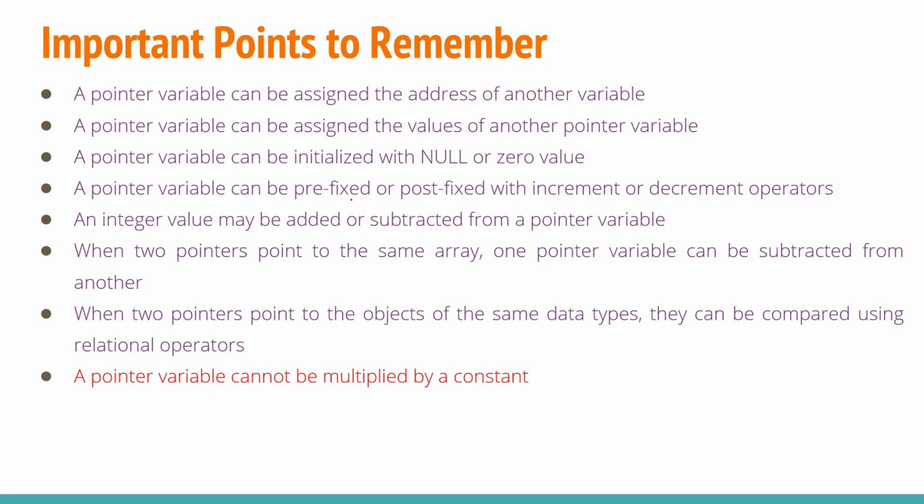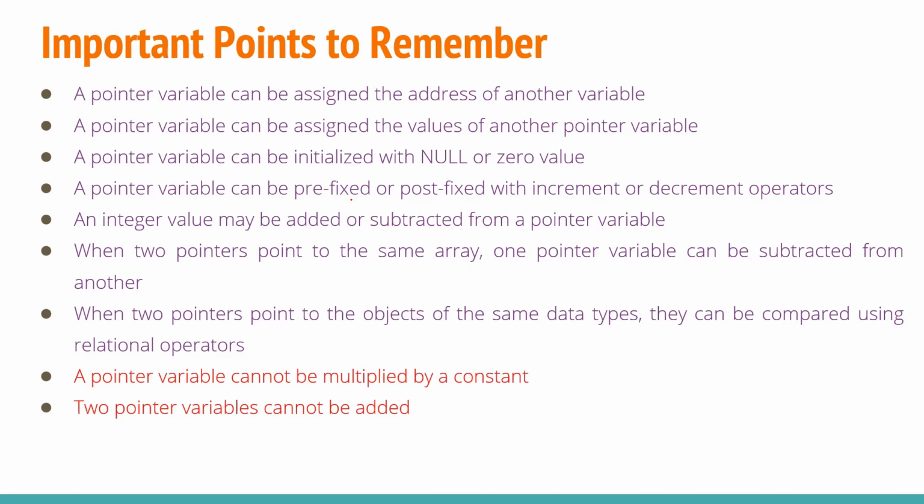This is not possible. A pointer variable cannot be multiplied by a constant, so you cannot write p equal to p star 3. You can try to find a reason as to why this is not possible. Two pointer variables cannot be added. It means you cannot add two pointer variables just like that. Assume that p1 and p2 are two separate pointer variables; you cannot write p1 plus p2. Try to find the reason for this. In fact, the reason or the answer for this is purely logical.